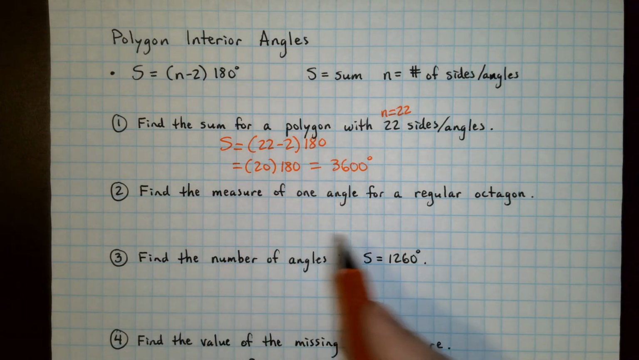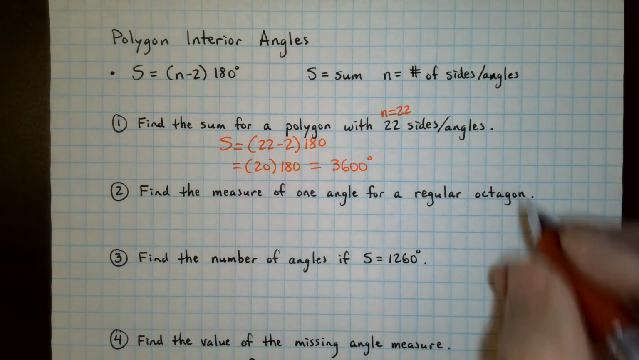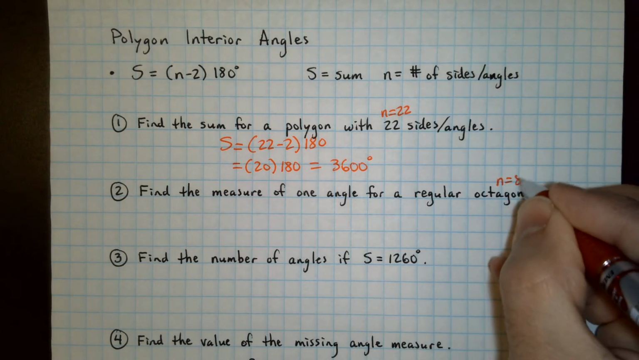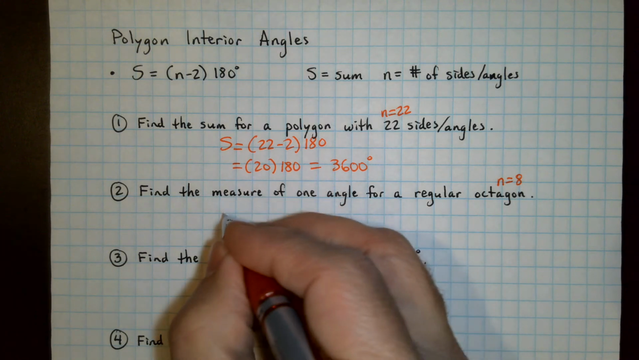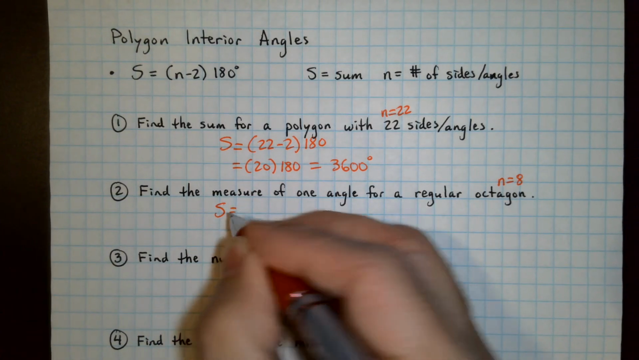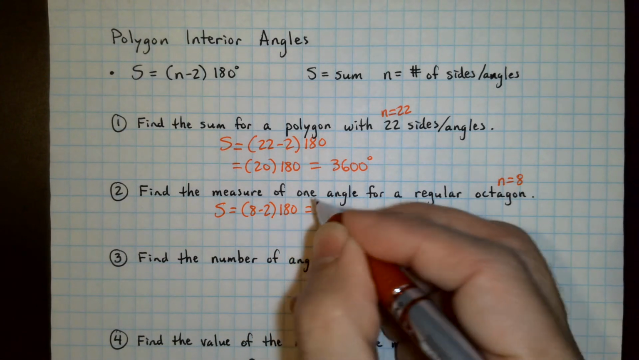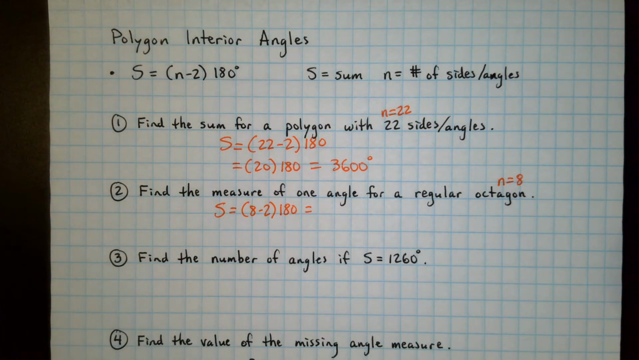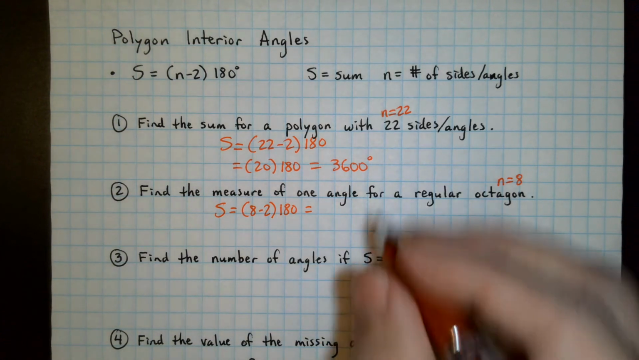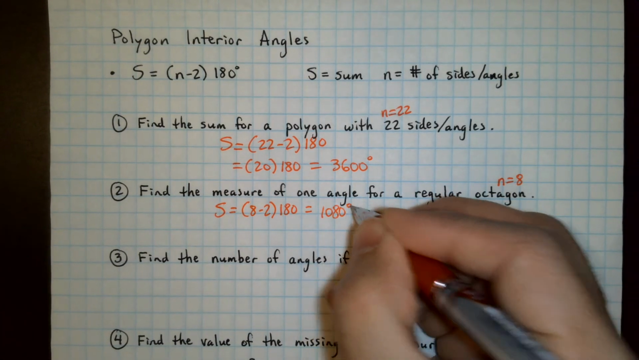Number two, find the measure of one angle for a regular octagon. Well, if it's an octagon, n is 8. The sum is 8 minus 2 times 180. That's going to be 6 times 180, which will give you 1,080 degrees.